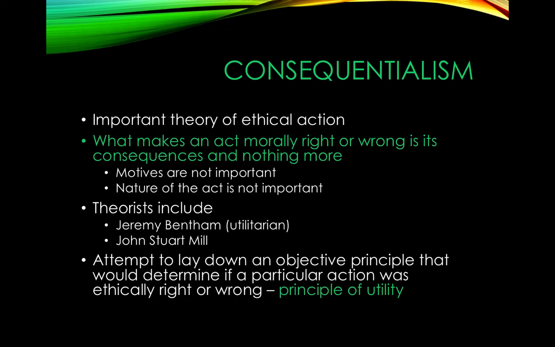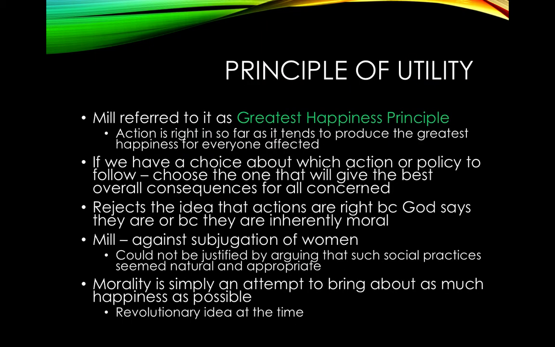So they're going to attempt to lay down an objective principle that can help determine if a particular action is ethically right or wrong. And they refer to this as the principle of utility. So Mill refers to this as the greatest happiness principle. And it says that action is right insofar as it tends to produce the greatest happiness for everyone affected. So if we find ourselves having a choice about which action or policy to follow, we should choose the one that gives the best overall consequences for all concerned.